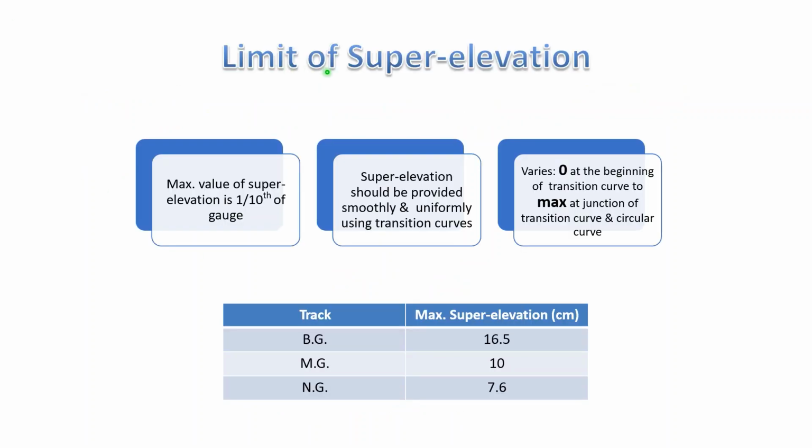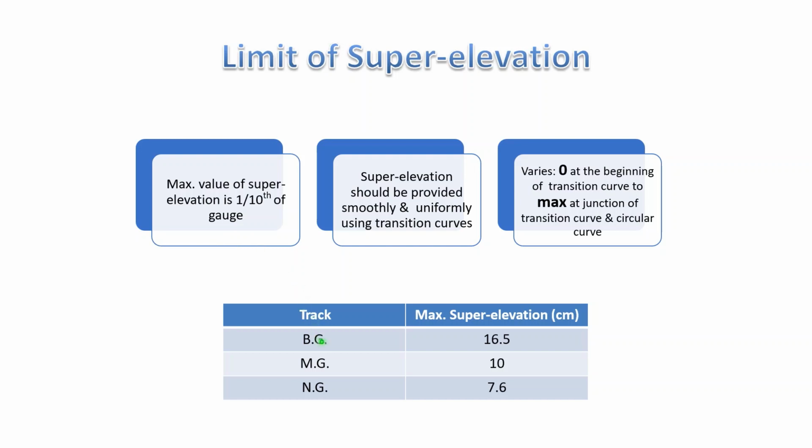The limit of super elevation and point deficiency. As discussed in the previous sections, super elevation should be provided in such a way so as to accommodate various trains that are running with different speeds from time to time. We have to limit the value of super elevation for the safety aspect. Normally, the maximum value of super elevation according to the Indian Railway Board is 1/10 of a gauge.